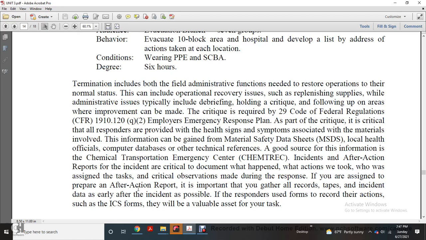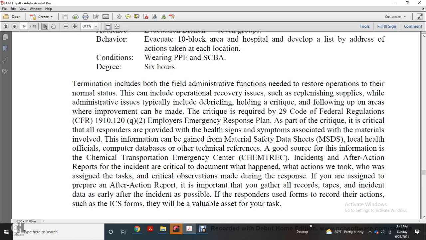Paragraph Q(2), the employer's emergency response plan, is part of the critique. All responders are provided health and safety information, the symptoms associated with the material involved, and information gained from the material safety data sheets, local health offices, computer databases, and other technical reference sources of information such as the Chemical Transportation Emergency Center, CHEMTREC.